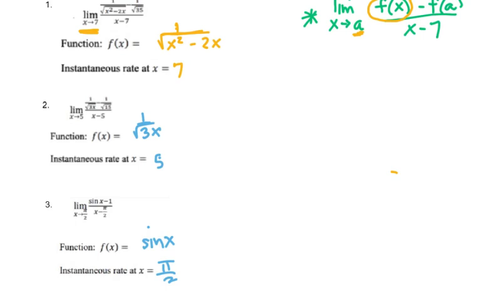Okay, so in problem number 2, first guy is your function, and there's your a. Number 3, first guy is your function, and there's your a. And that's all there is to it. It may seem a little confusing right now, but once you do your homework and get some more practice problems, I'm sure you'll be a pro.